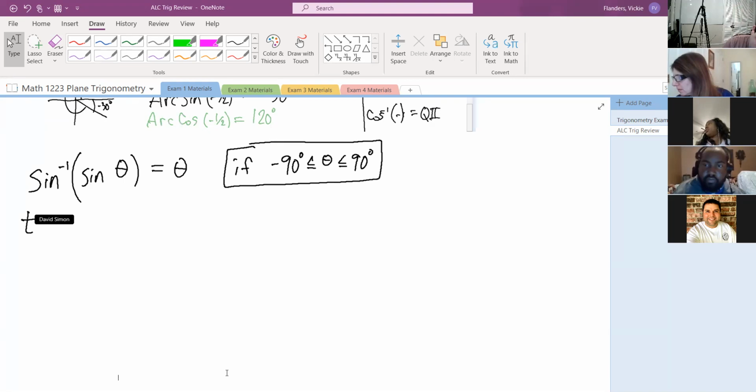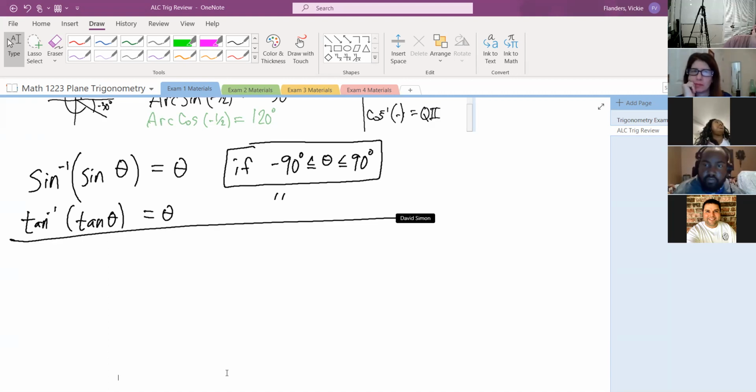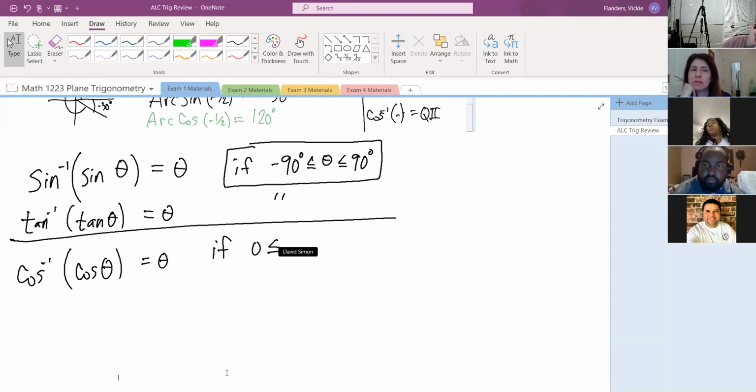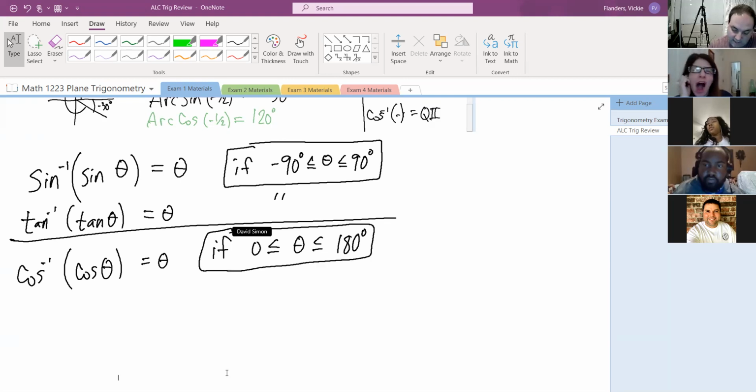Same thing goes for tangent, because tangent has the same restriction. And then cosine also is restricted, but remember, cosine was restricted to quadrants 1 and 2. So theta would be in between 0 and 180 degrees. Okay, so let me throw out a couple of examples to show you when this works and when it doesn't work. And you can punch these in your calculator and see.